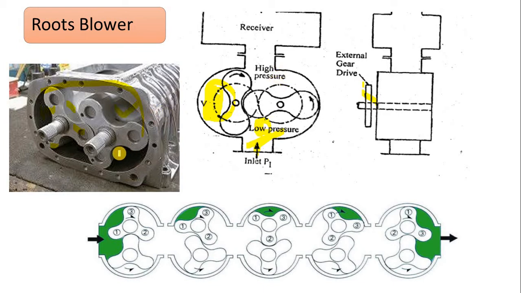So this is 1, this is 2, this is 3, this is 4, and this is 5. These are the pockets where air is trapped and the blades exert a force on that air, and finally high pressure air moves out from that delivery line. So this is the main construction and working.